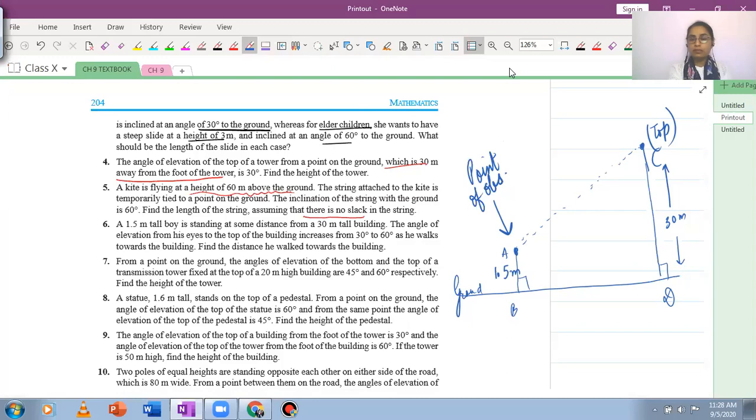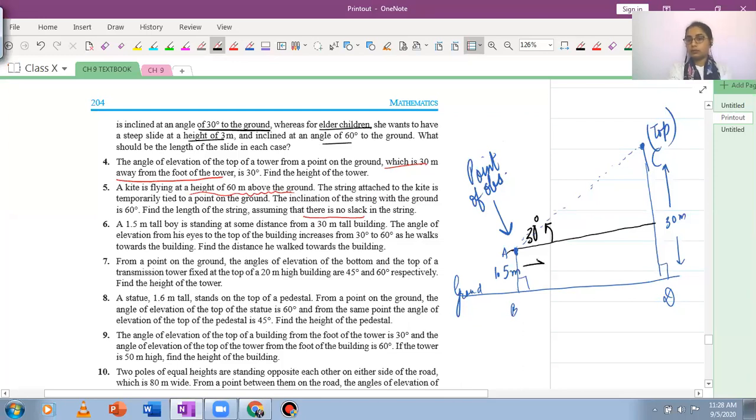To show the angle of elevation, the first thing we want to do is draw a horizontal right from the point of observation. So this is the point of observation. From this we first draw a horizontal, and then we can show the angle of elevation. So the angle of elevation initially is 30 degrees.